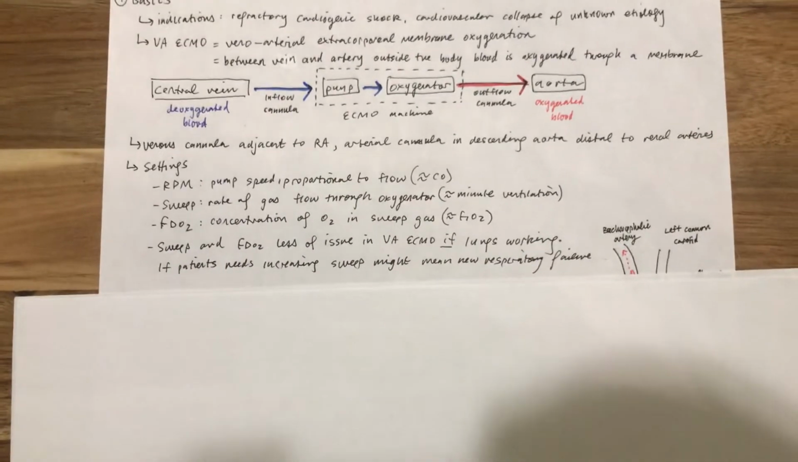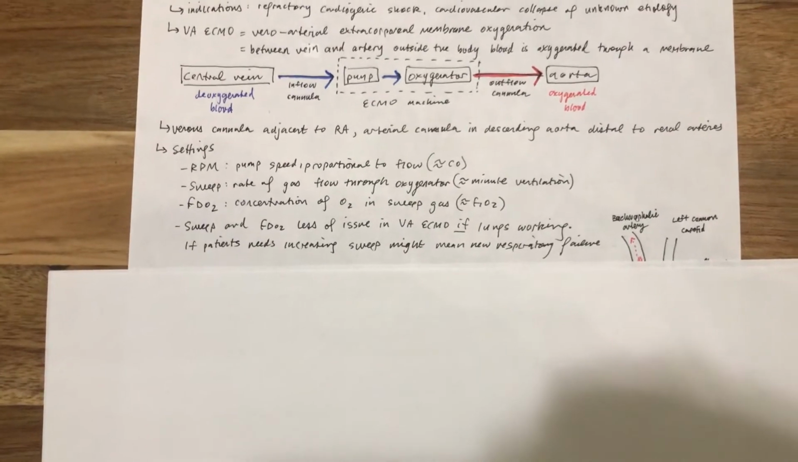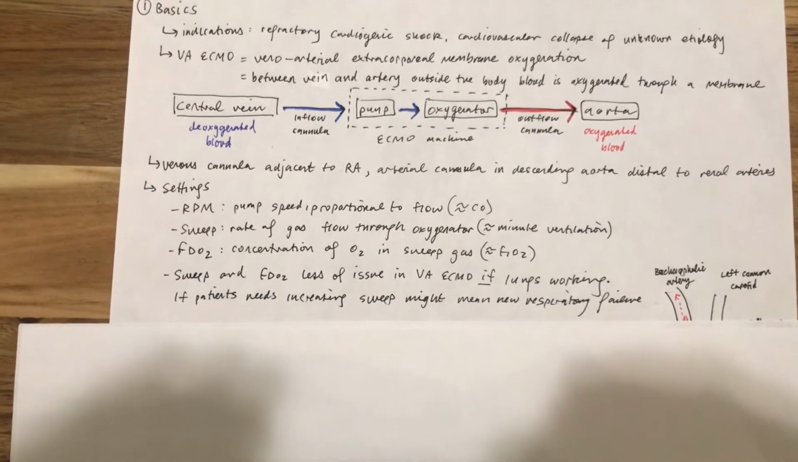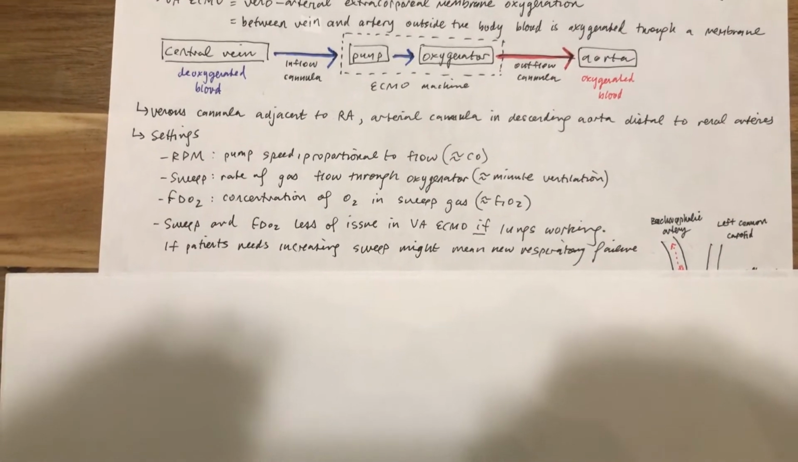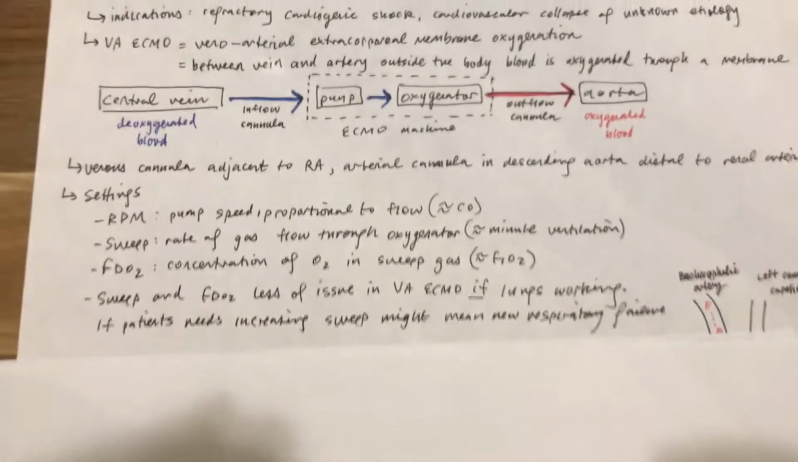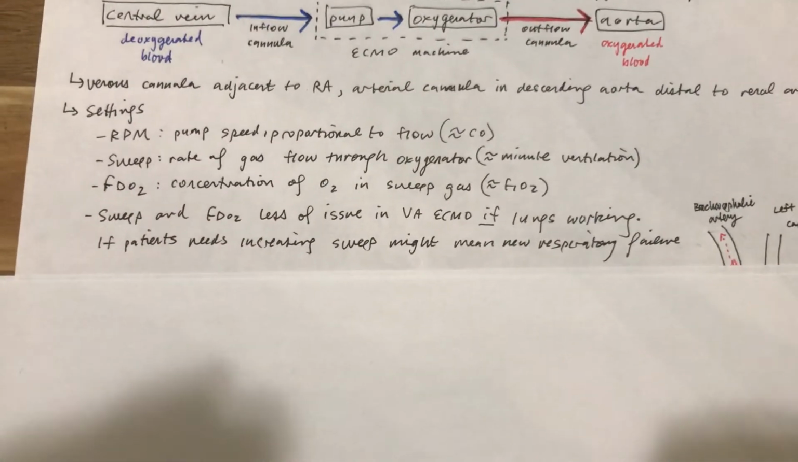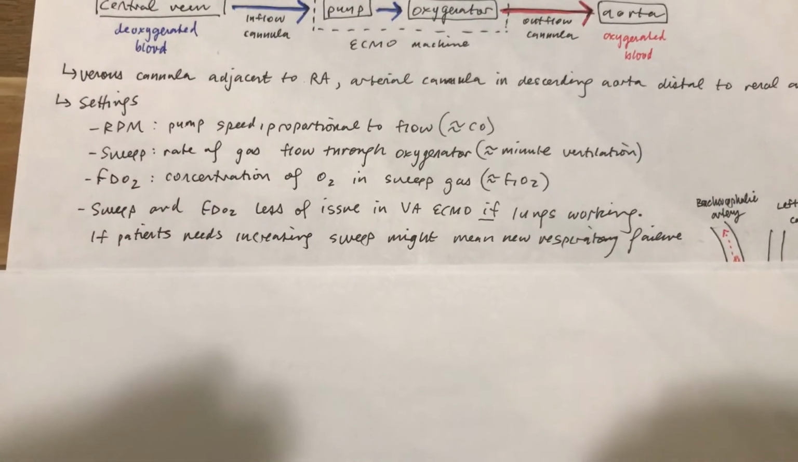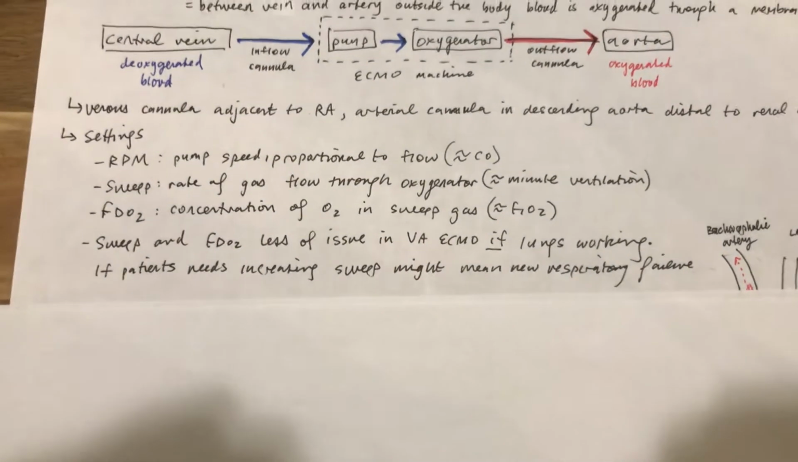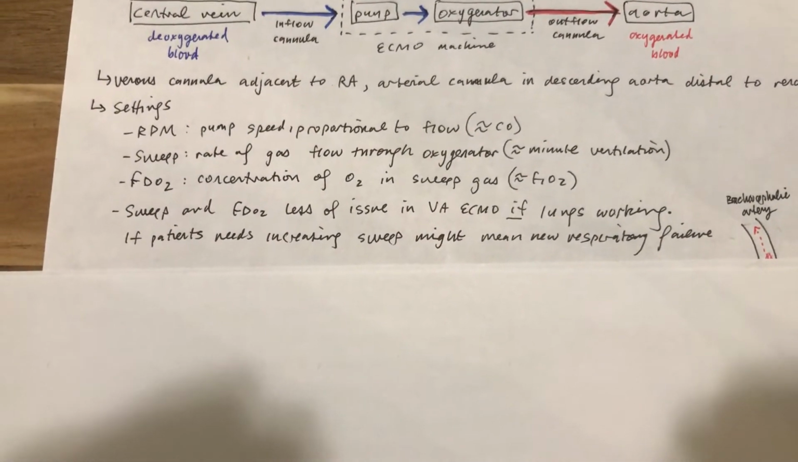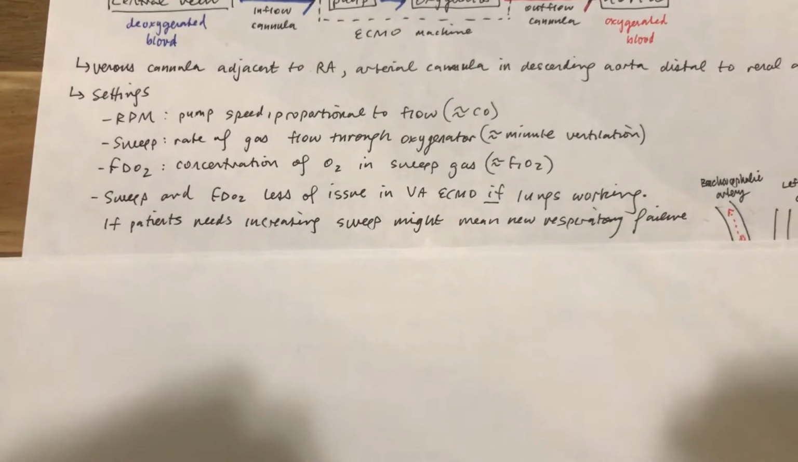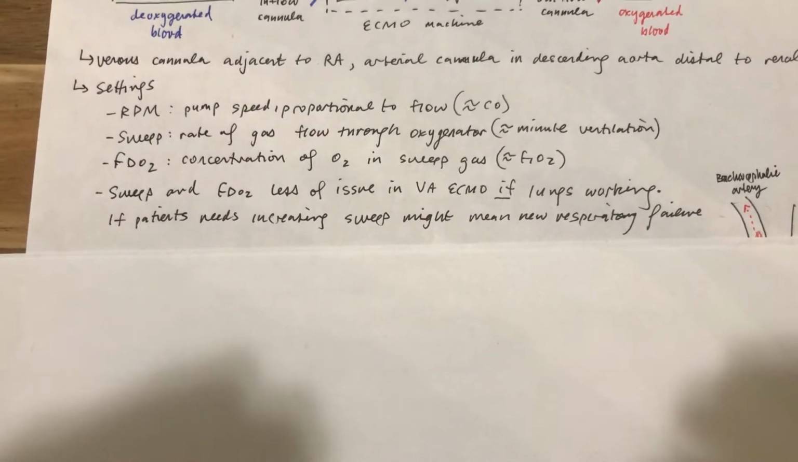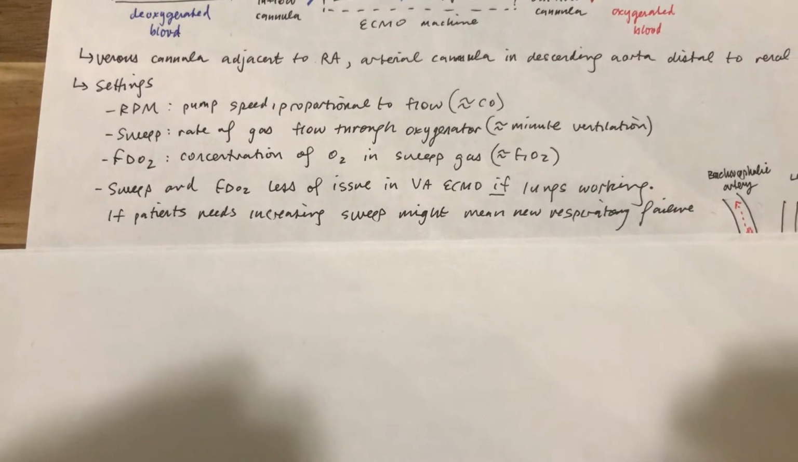Settings wise, it has the same settings. The main difference is that the pump speed is the most important, and the sweep and FDO2 are really there for oxygenation only and to get rid of CO2. In VA ECMO, the problem tends to be cardiogenic, not respiratory. So usually those things don't matter as much.